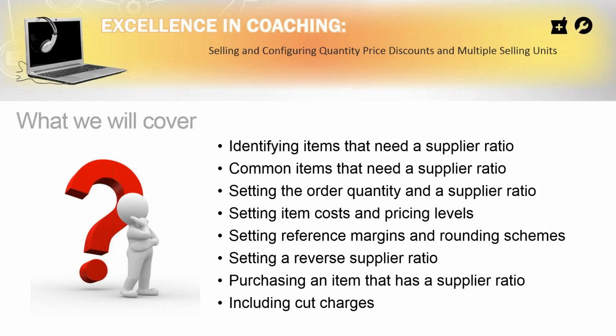Stuff that we're going to cover: identifying items that need a supplier ratio. That's the biggest first step that you have to take. Finding out, do I actually need a supplier ratio on this item, yes or no? We're going to go through some common items that need a supplier ratio. We're going to talk about setting up the order quantity and supplier ratios, and also the item cost and pricing level.